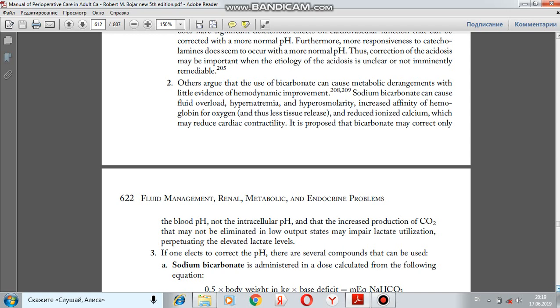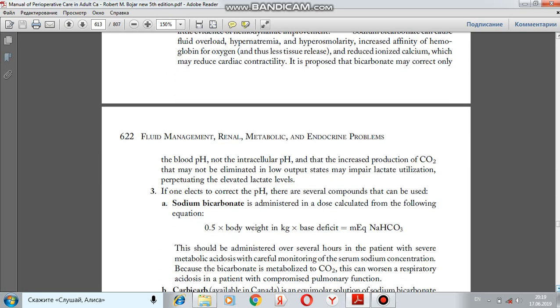Sodium bicarbonate can cause fluid overload, hypernatremia and hyperosmolarity, increase affinity of hemoglobin for oxygen, and reduce ionized calcium, which may reduce cardiac contractility. It's proposed that bicarbonate may correct only the blood pH, not the intracellular pH, and that the increased production of carbon dioxide that may not be eliminated in low output states may impair lactate utilization, perpetuating the elevated lactate levels.